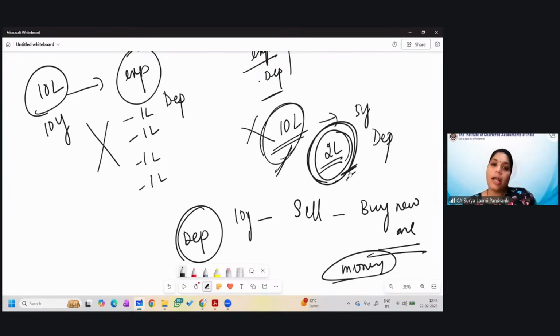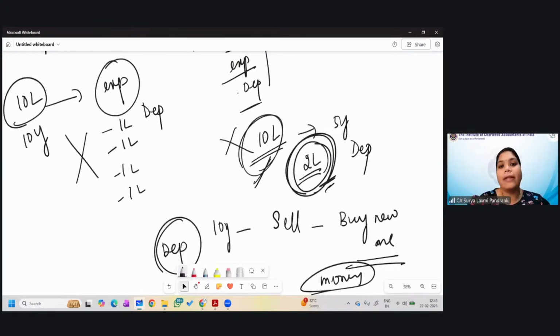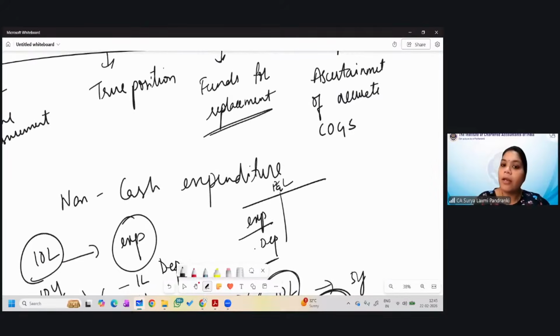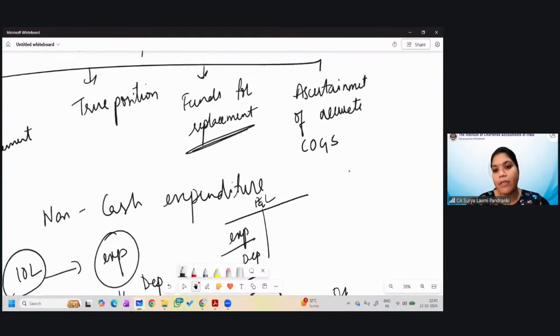That is why we show it in our expenditure, on a prudence basis, that yes, I have an expenditure which is going to come up in future. Because I have to replace this machinery, I start providing some depreciation, or showing some expenditure, and keep myself reminded that I will have to replace my machinery at the end of its useful life. So that is another objective of why we provide depreciation.